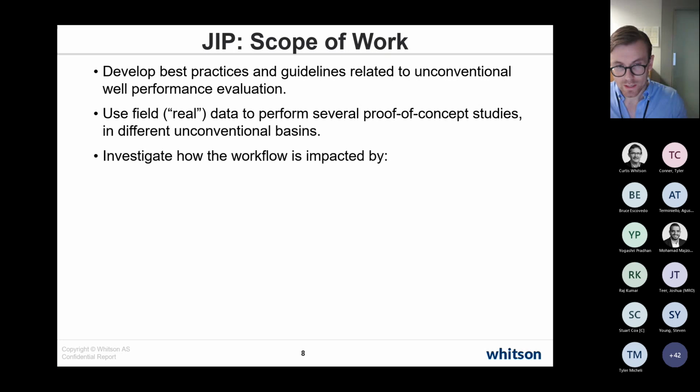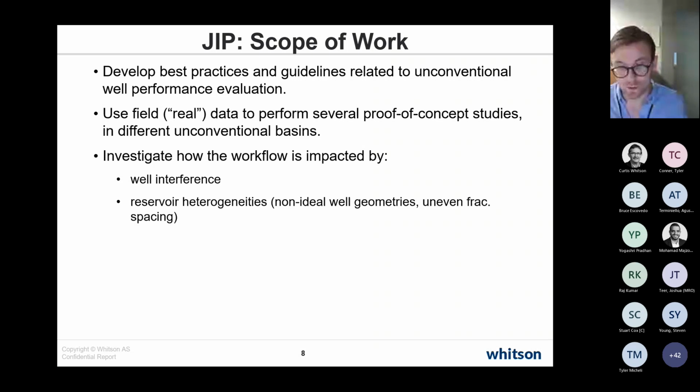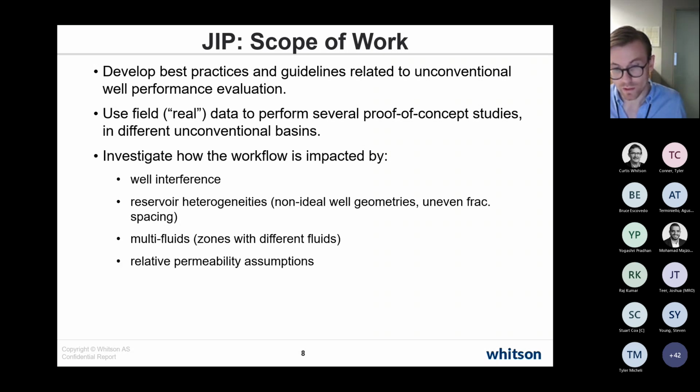There's also this item related to how these different workflows are impacted by items such as well interference, reservoir heterogeneities, multiple fluids from different producing zones, and of course relative permeability assumptions, which was a part of the original scope. Some of these things we can actually generalize as a part of the workflow itself. For instance, reservoir heterogeneities, that's one of the things we'll talk more about today, but that's essentially what fractional RTA is all about.